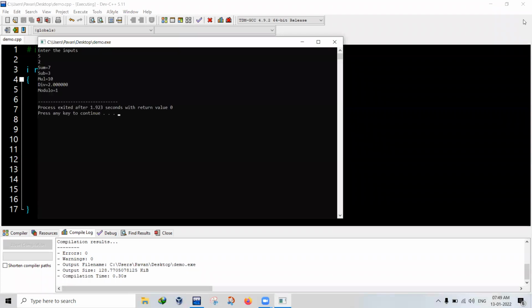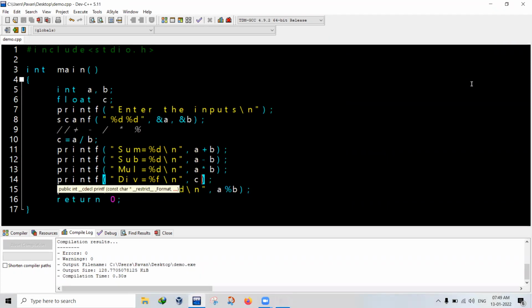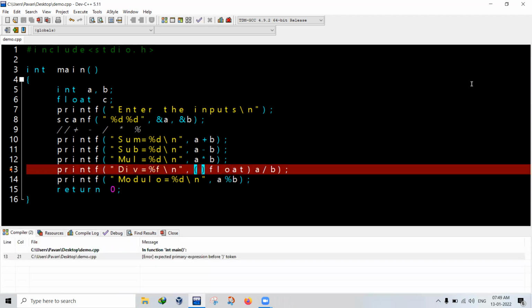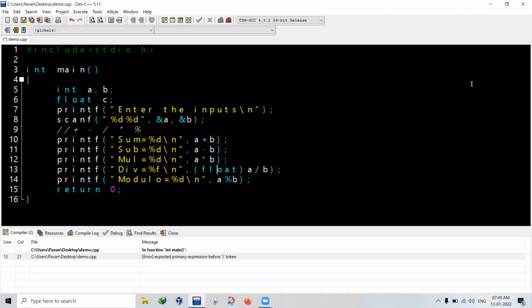Now if you see 5 and 2, sorry, I think, yeah, sorry, my bad. We can't do this. You have to come here. You have to write a by b, and you have to write float here. This is explicit data type conversion. So, yeah, you just have to perform the operation.